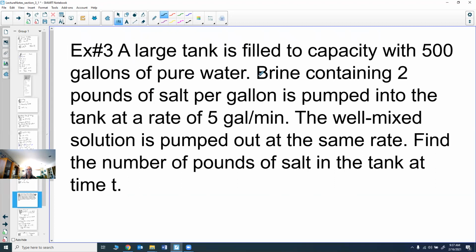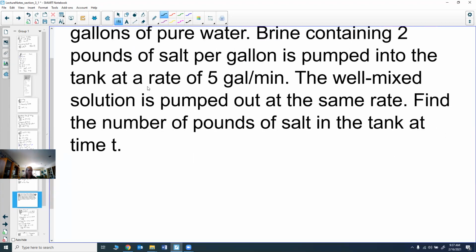A large tank is filled to capacity with 500 gallons of pure water. Brine containing 2 pounds of salt per gallon is pumped into the tank at a rate of 5 gallons per minute. The well-mixed solution is pumped out at the same rate. Find the number of pounds of salt in the tank at time t. Now, we don't really care that much about this exact problem. Brine is probably not of importance to you, but brine could be anything. It could be a pollutant. It could be any other topic or substance you're pouring into it. And we want to talk about what this would look like.